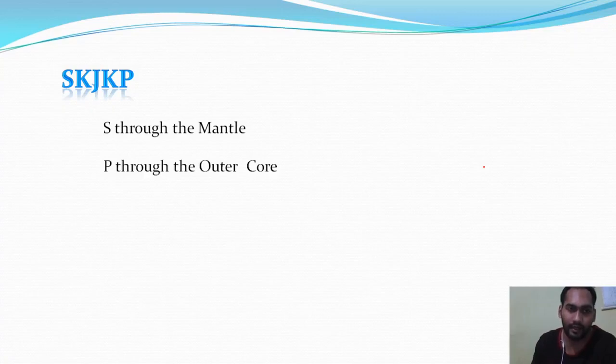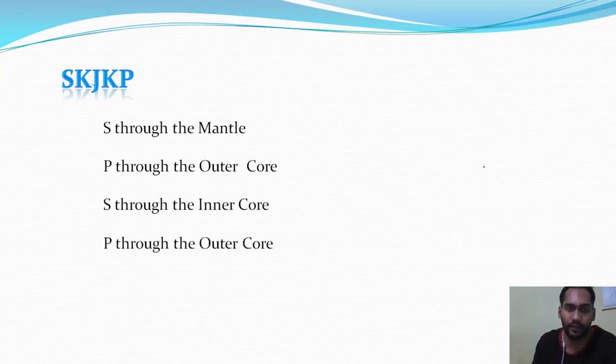So this is the last part. I have told you I have taken one example, so all of you can analyze it yourself: what is SKJKP? S through the mantle, then as S cannot travel through the outer core, it will be converted to P, so P through the outer core, then as it is named J, it is converted back to S in the inner core, so it is S through the inner core. Then K means again P in the outer core and P in the mantle.